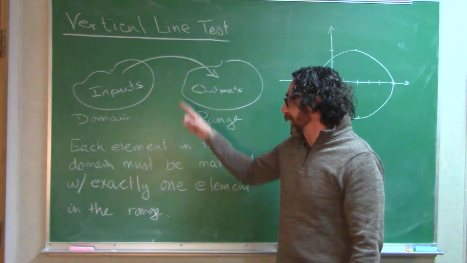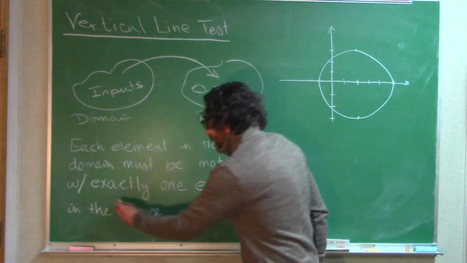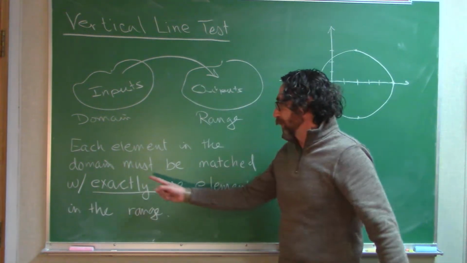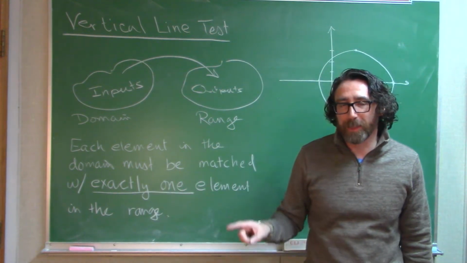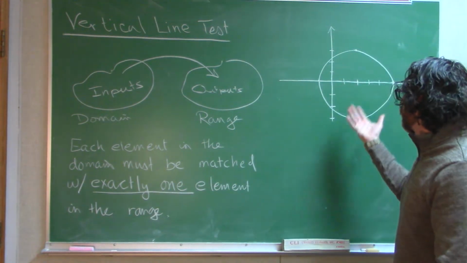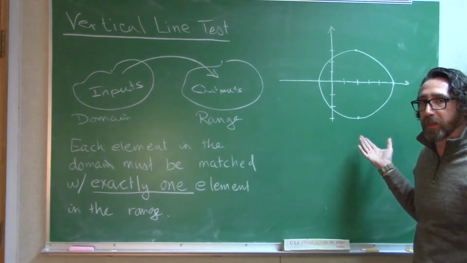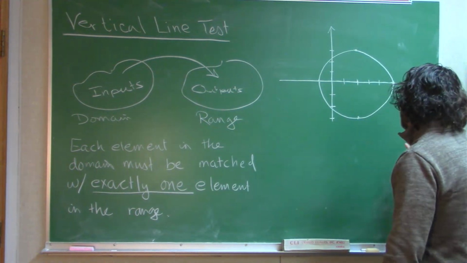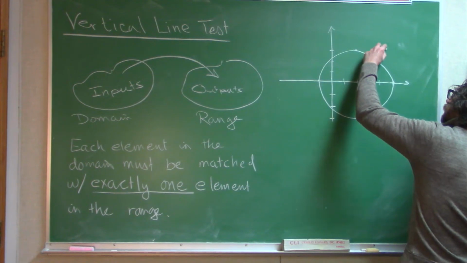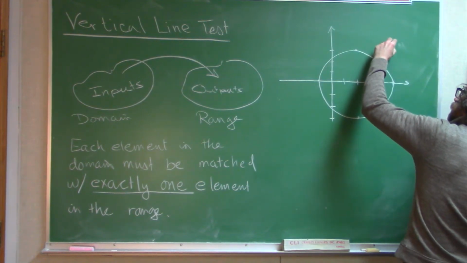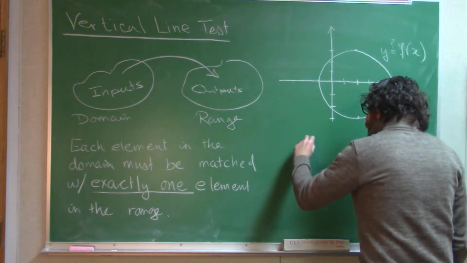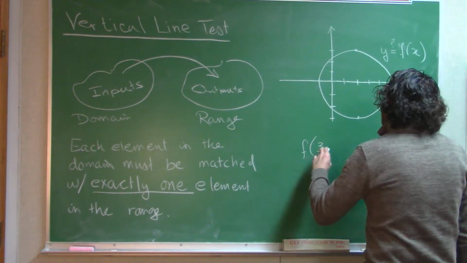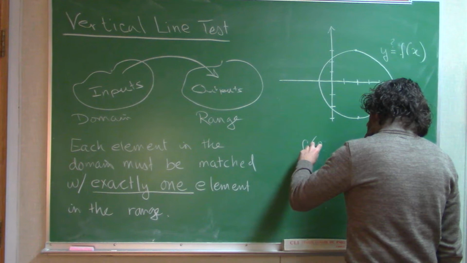There can be another kind of problem because each element in the domain should be matched up with exactly one element in the range. So for example, if I had a graph that looked like this, let's say I was proposing that this was a function. Could this be a function? Well, let me ask you this. What would f of 2 be?